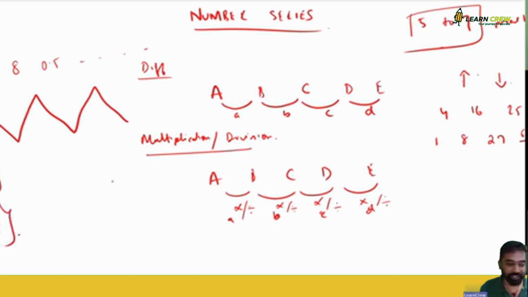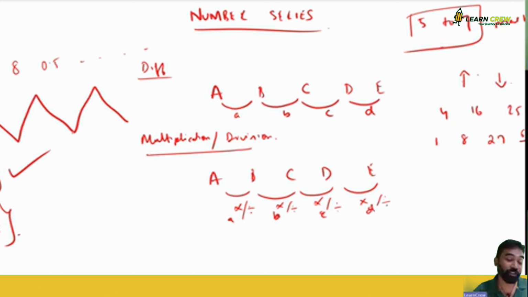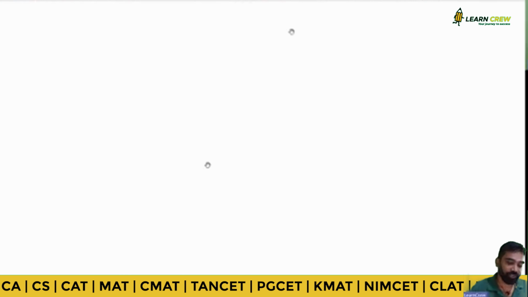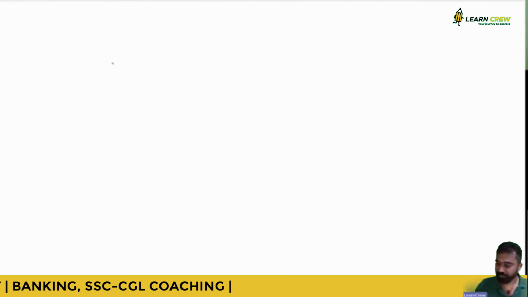But this is very rare. Most of the time they give you a multiplication factor of 0.5, so you need to find out what that 0.5 is. These are your basics for whatever is going to happen in the next 1.5 hours. Now let us start with a very basic question.